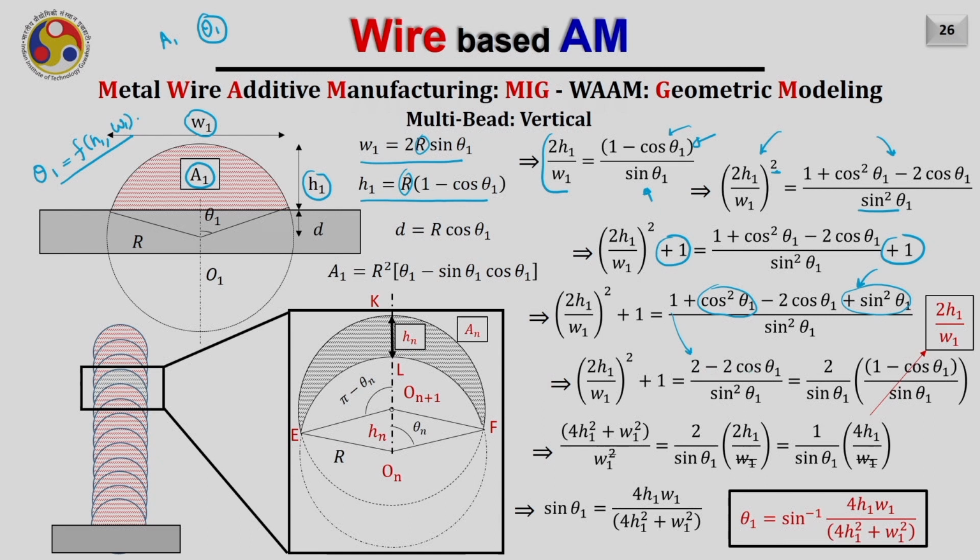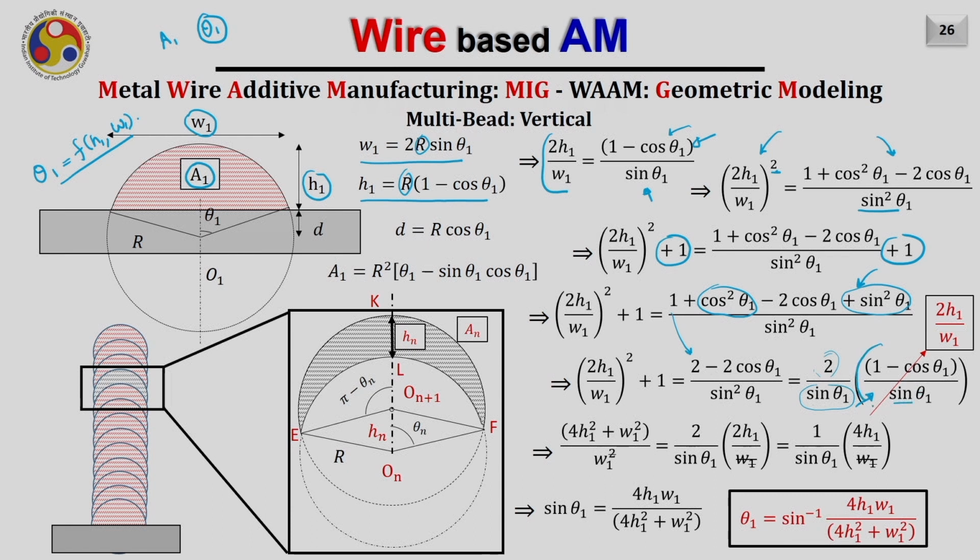So, it will be 2 minus 2 cos theta 1 divided by sin square theta 1. Let us now take the 2 common from this expression, and let us write sin theta 1 separately, only one sin theta 1. Another sin theta 1 I am writing with this right side term itself, and it is 1 minus cos theta 1 divided by sin theta 1.